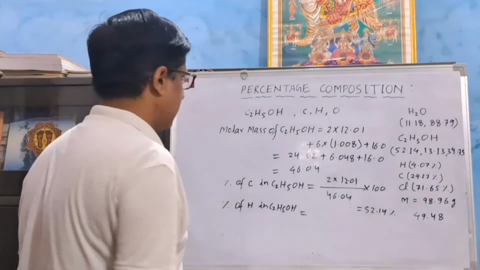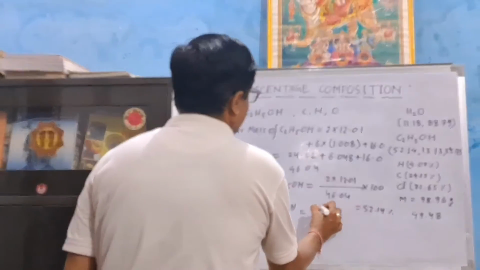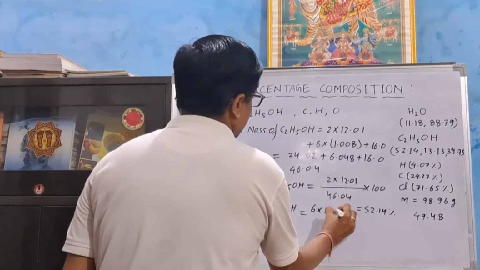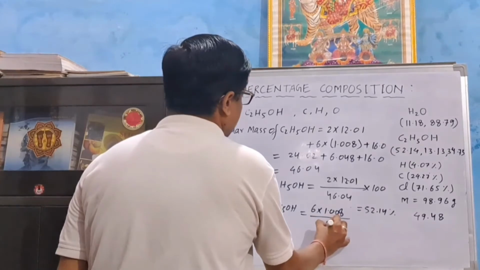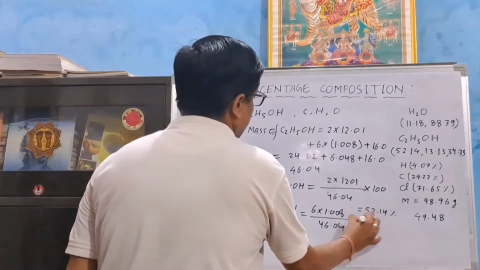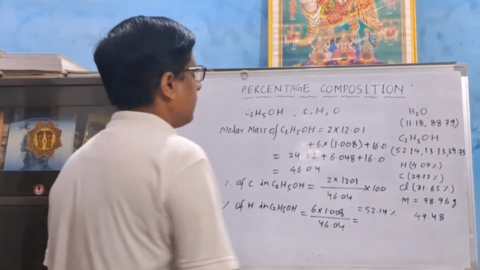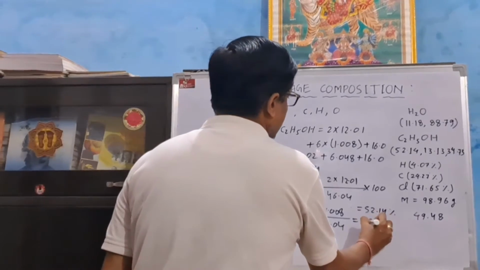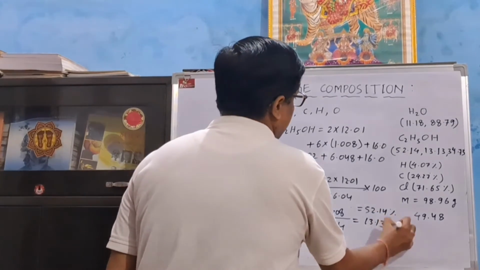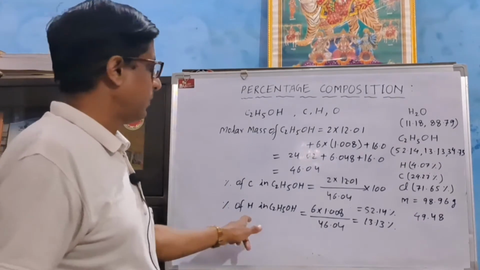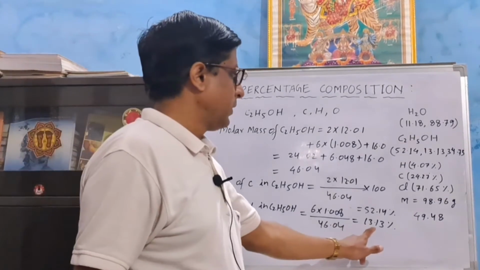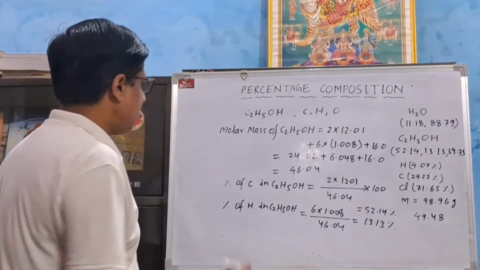6 hydrogen atoms are present, therefore the total mass is 6 into 1.008 divided by the molar mass 46.04. This comes out to be 13.13%. Therefore, the percentage of hydrogen in ethanol is 13.13.